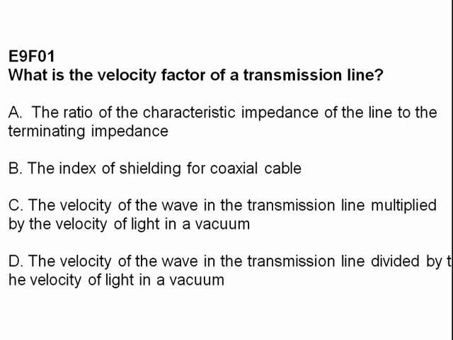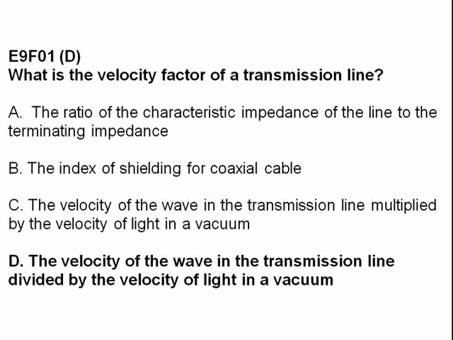What is the velocity factor of a transmission line? A. The ratio of the characteristic impedance of the line to the terminating impedance. B. The index of shielding for coaxial cable. C. The velocity of the wave in the transmission line multiplied by the velocity of light in a vacuum. Or D. The velocity of the wave in the transmission line divided by the velocity of light in a vacuum. The answer is D, the velocity of the wave in the transmission line divided by the velocity of light in a vacuum.